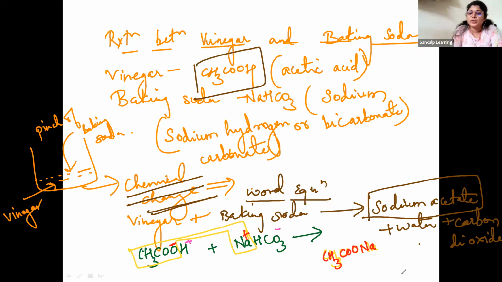So CH3COONa, this is a salt, sodium acetate, plus water, H2O, plus carbon dioxide, CO2. This is the chemical reaction you need to write. The reaction between acetic acid and sodium hydrogen carbonate forms a salt, sodium acetate, plus water, and carbon dioxide gas is released. So how do we identify the gas involved? What we have to do next is pass the released gas into lime water.